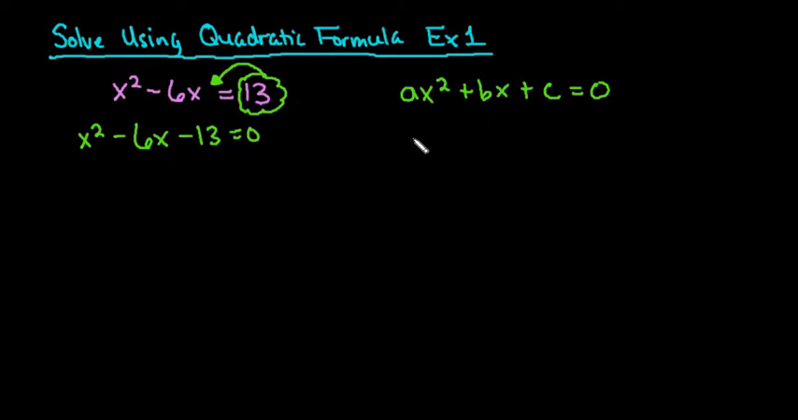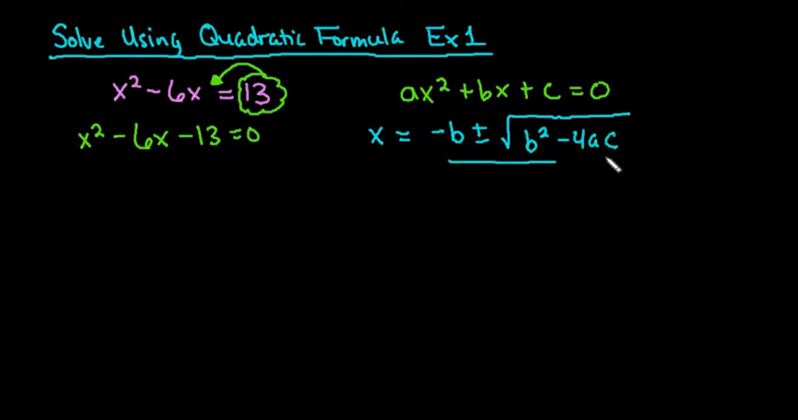So we have to use the quadratic formula, and with the quadratic formula, you're simply plugging in your values. It is a complicated formula, but once you use it a couple times, it's not so bad. So you have negative b plus or minus the square root of b squared minus 4ac, all over 2a.